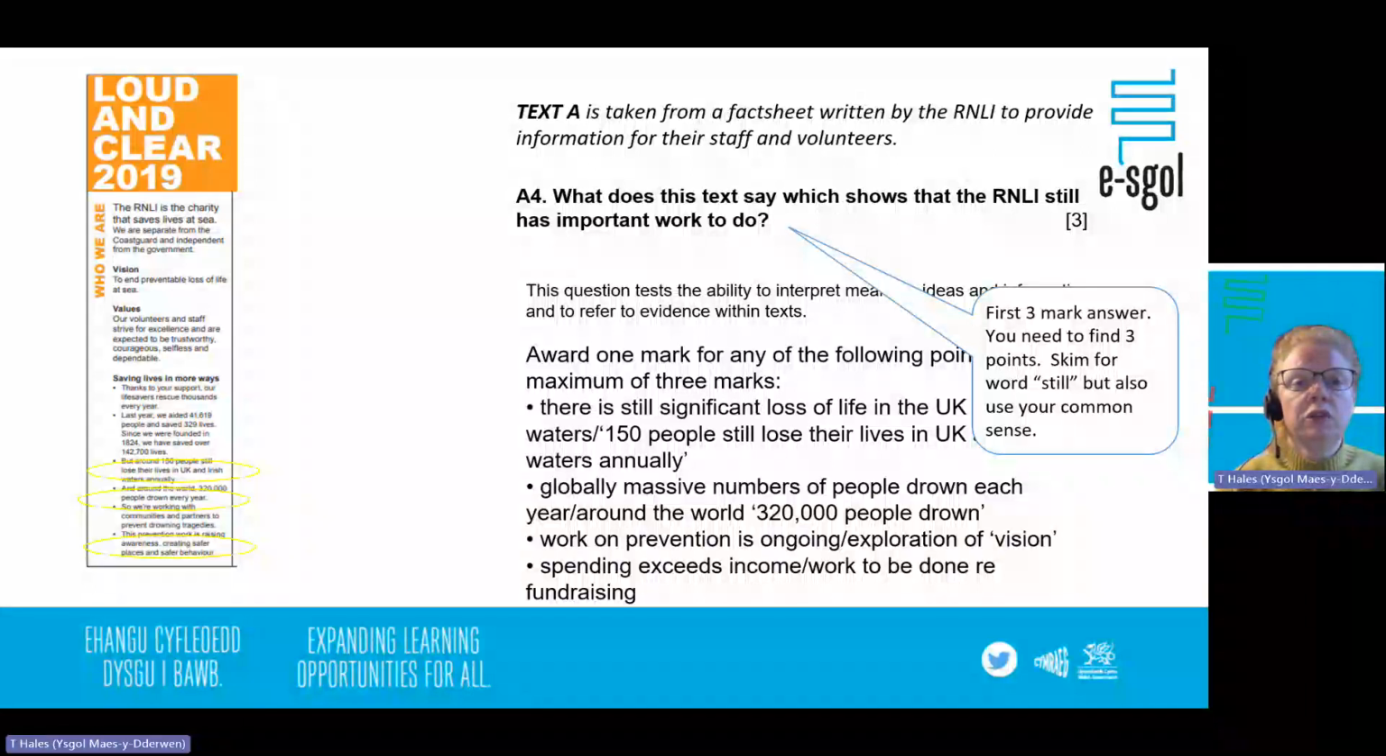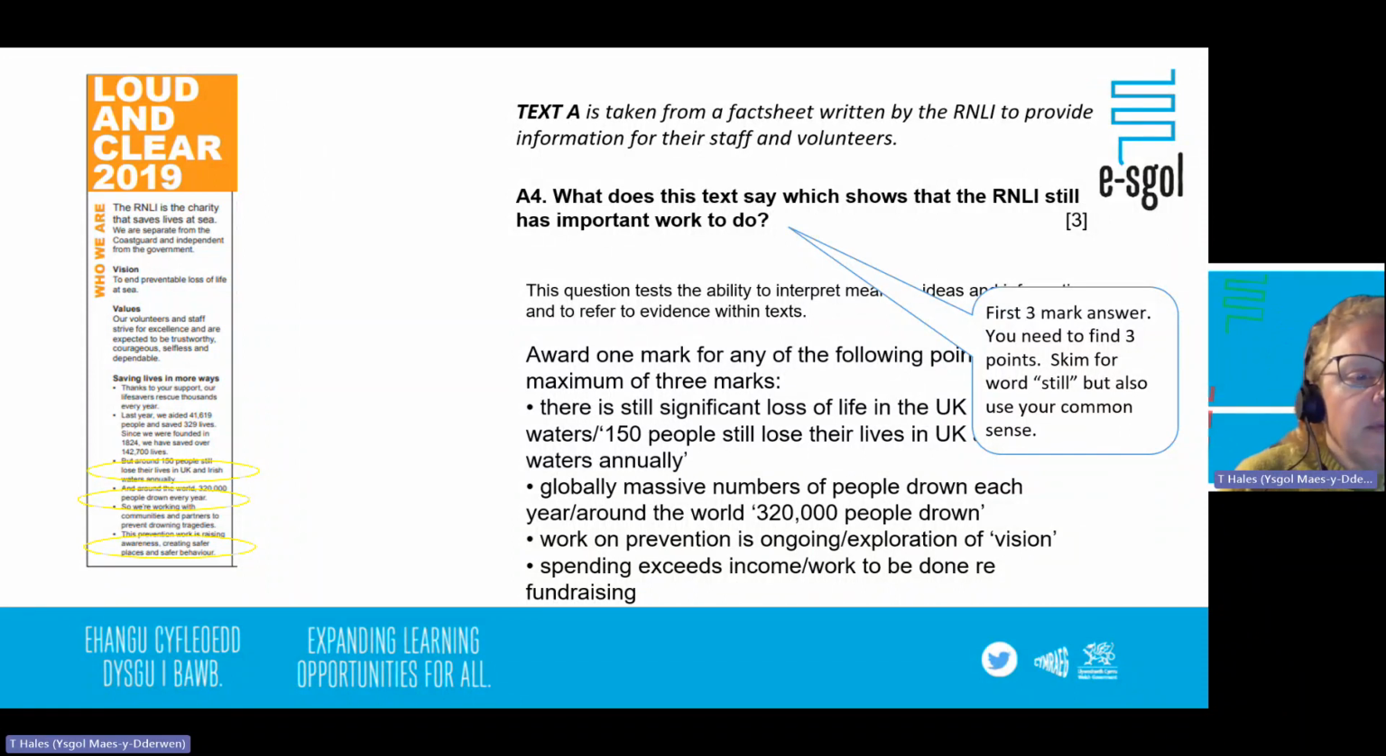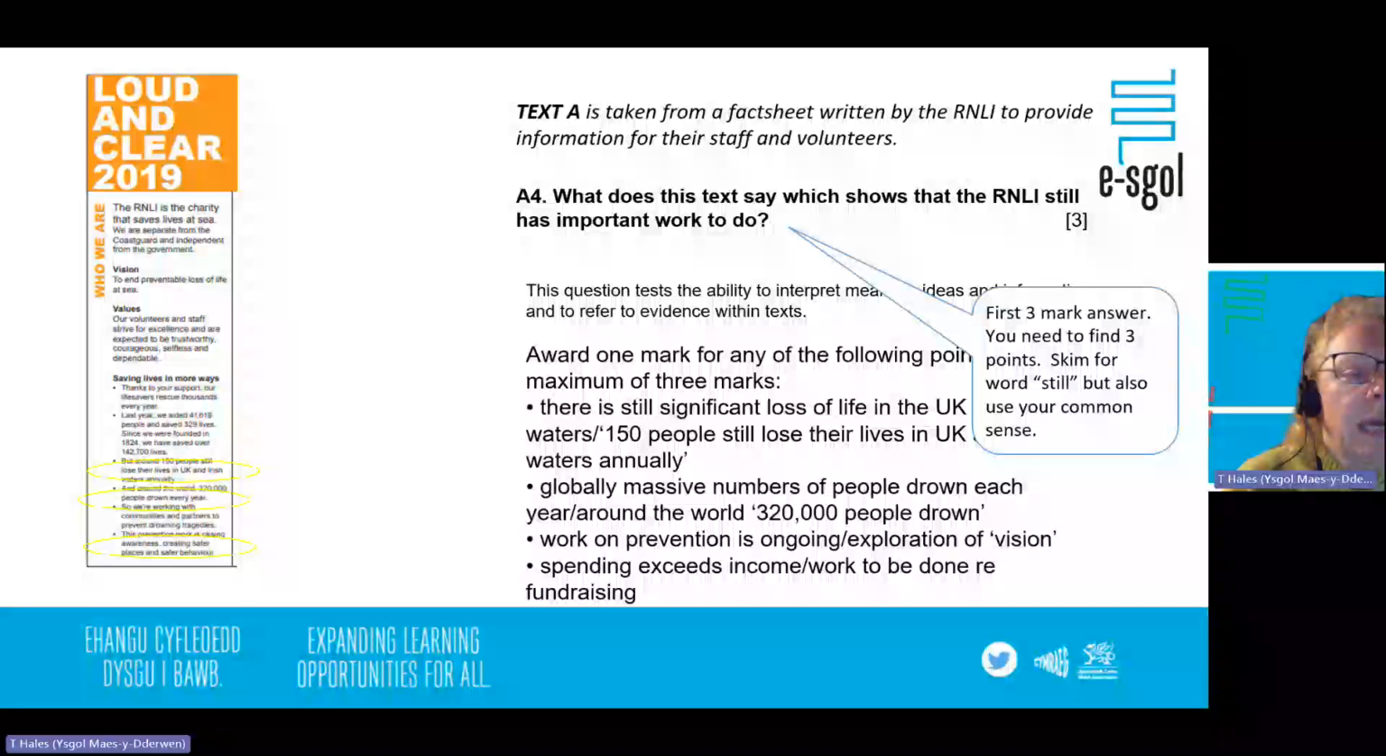Okay, so question 4. What does the text say which shows the RNLI still has important work to do? It's a 3-mark question. Therefore, you need to find 3 things. Really straightforward. So this time you're being asked to interpret meaning, ideas and info and to refer to evidence. You're going to need to find some quotes. So first, it's the first 3-mark question we've got. Find 3 points. Skim for the word still. All right, so you're looking for what does the RNLI still need to do. So you're looking for still, but you're also going to be using your common sense as you go through this. So you've got a couple of things that I've highlighted for you, showing you the kind of area that you need to be looking at.